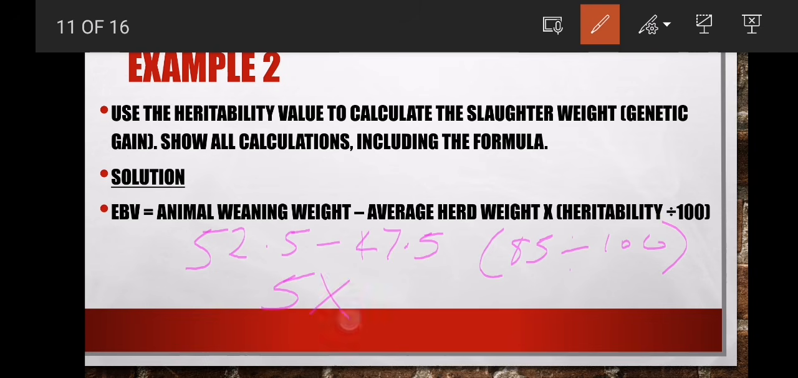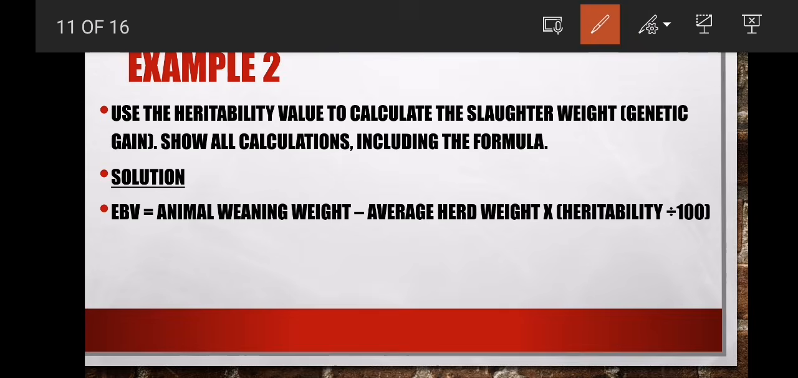Then you say multiply. You come here and say 85 divide by 100. You will get 0.85. Then you say 5 multiply by 0.85. You will come up with 4.25, which can be rounded off to 4.3 kg. Okay, fine. We don't forget the units. Let's check how we did it here.